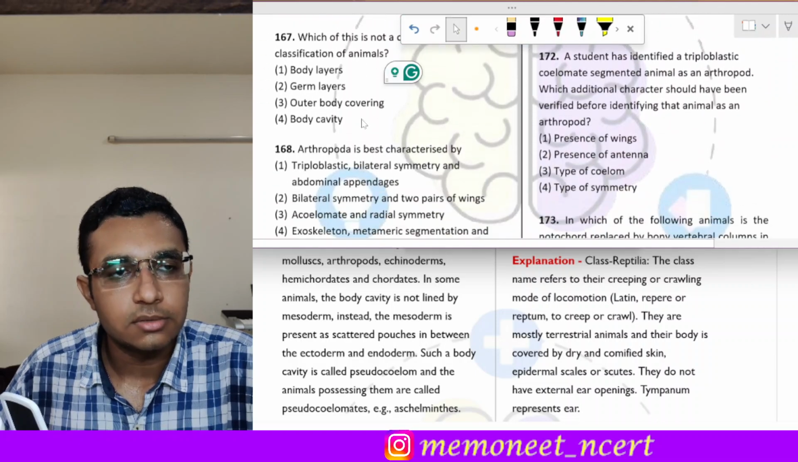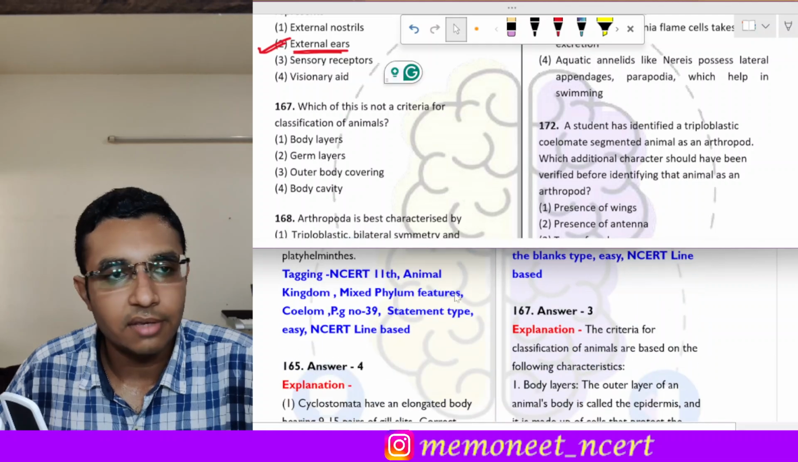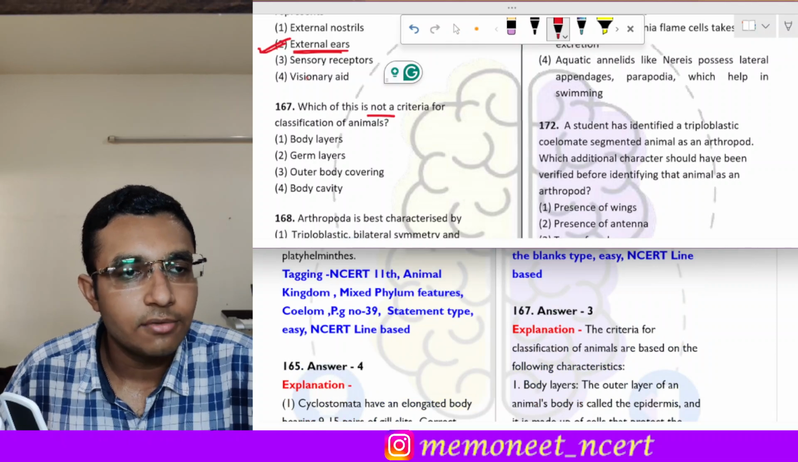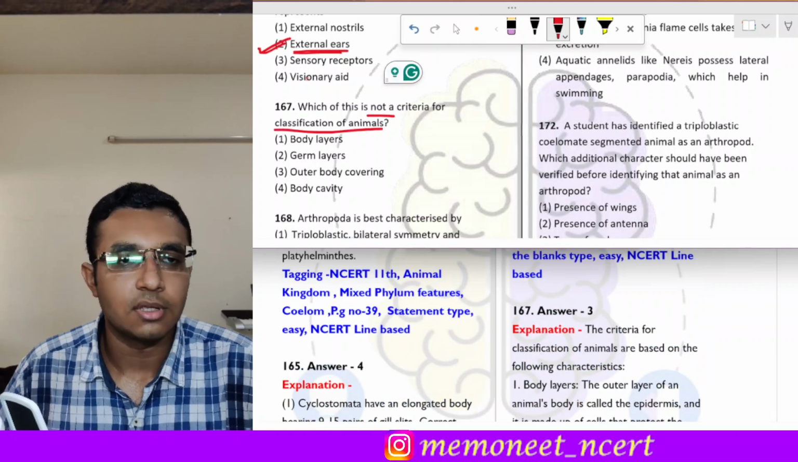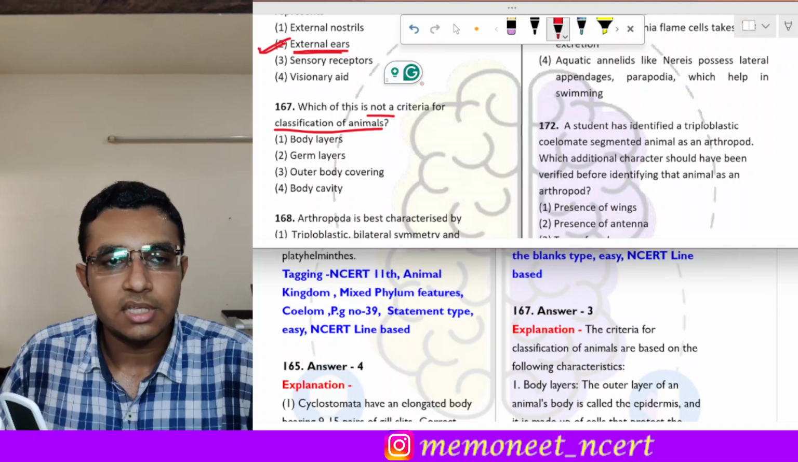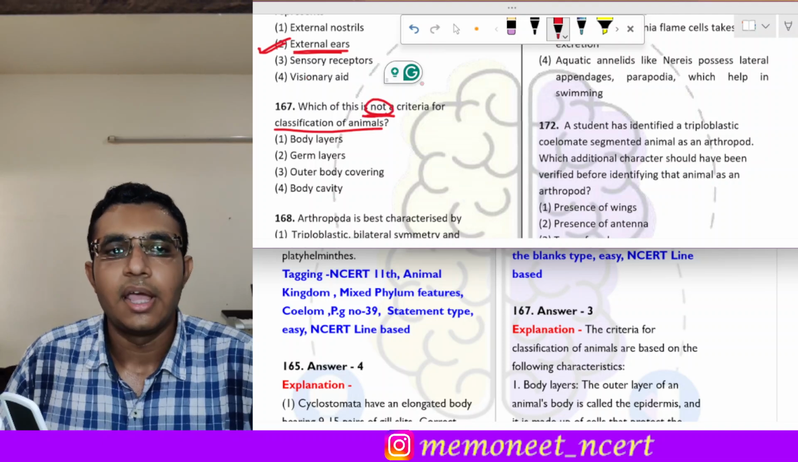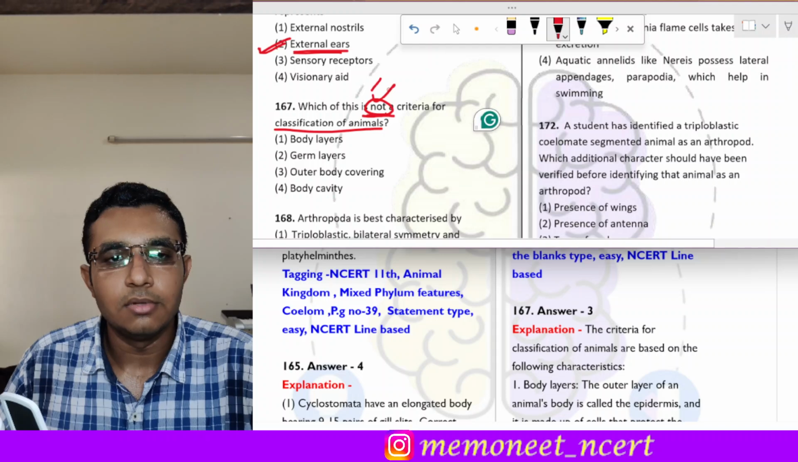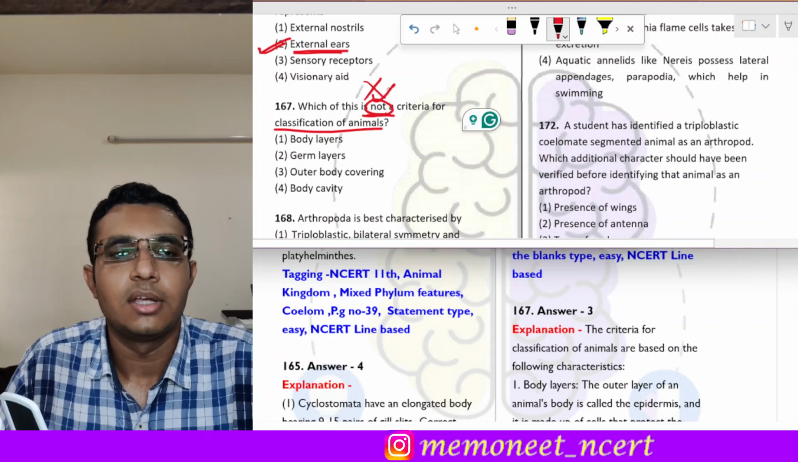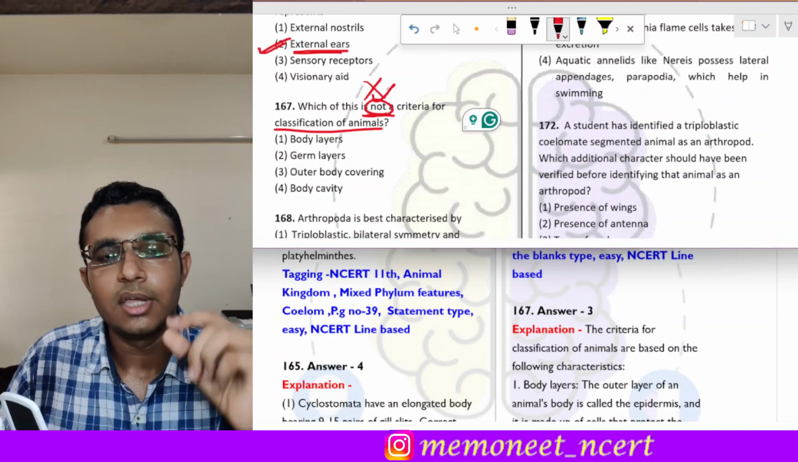Moving on to the next question, that is question number 167. The question 167 is, which is not a criteria for classification of animals. Now see, you need to read this question very accurately. Why? Because in this there is a word, not, and if you miss the word then you will lose all your marks. All the 4 marks will be lost. So if you don't read the question, there is a huge loss.